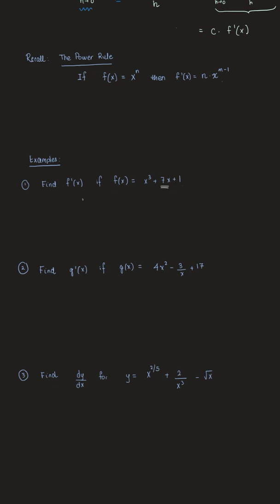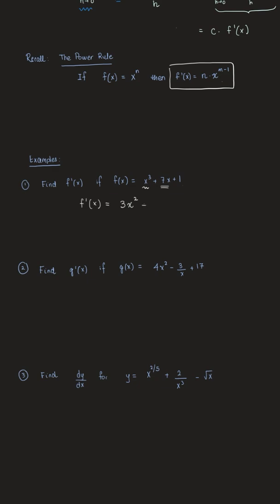So when we take the derivative, the first term, x cubed, the derivative of x cubed, we can use the power rule. We know that we can bring down the exponent from x. I'm going to have 3x, and then subtract 1 from the original exponent 3. That'll give us 3x squared.